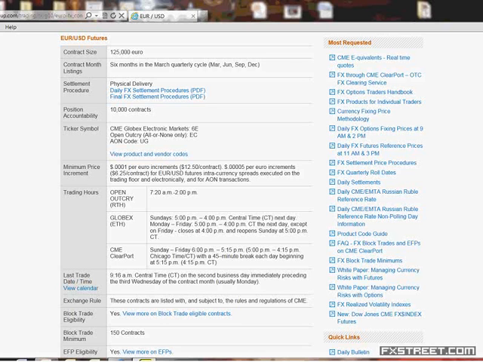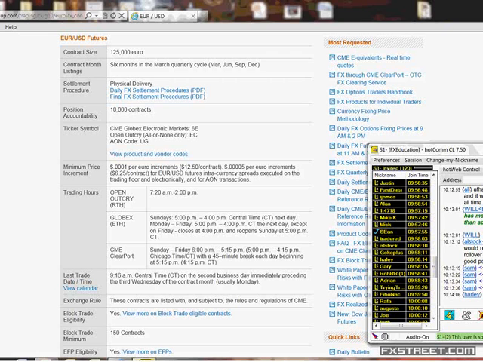We're looking at the specs for the euro against the dollar. So you can see contract size is 125,000 euros. And I'll show you the margin requirement for this in a minute. It's tiny compared to this 125,000. So you get plenty of leverage there. Settlement procedure, you see physical delivery.